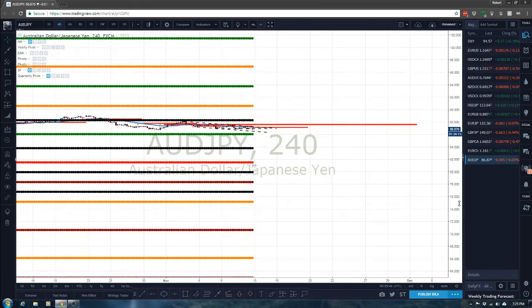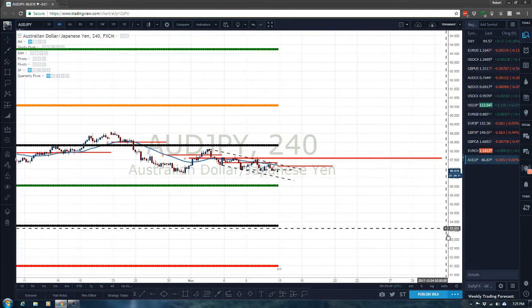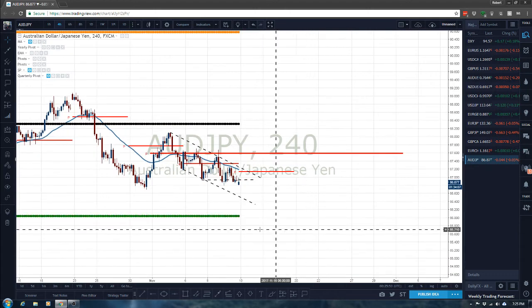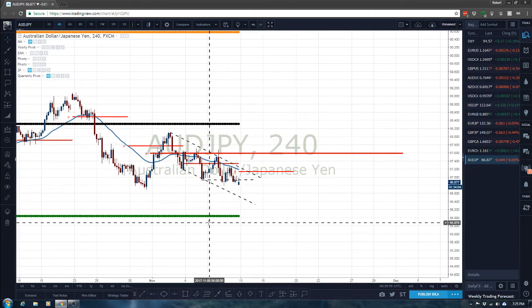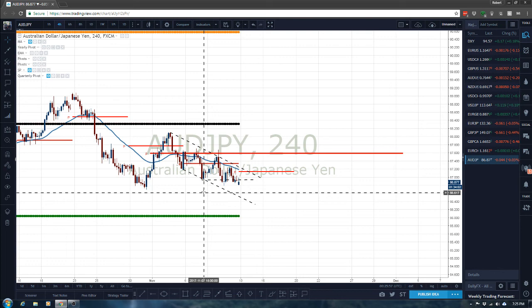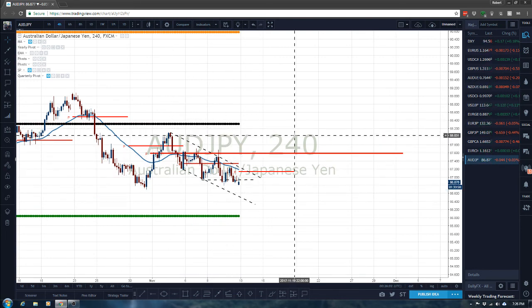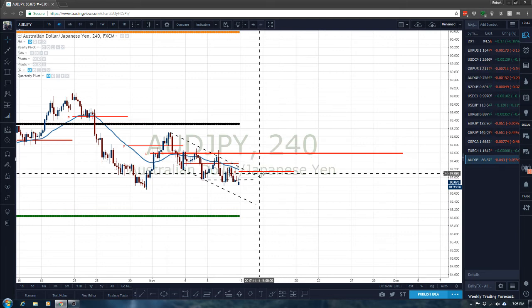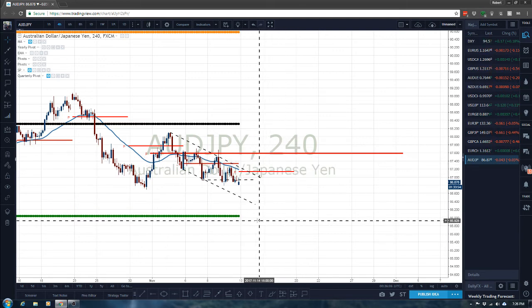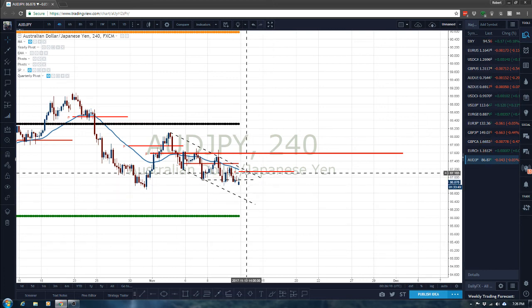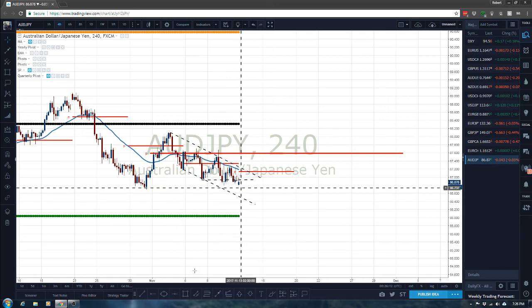Australian dollar, Japanese yen. Price last week bounced off the monthly pivot and started heading lower. Price is sort of trapped in a very corrective channel. Price is currently below the weekly pivot. I'm currently looking for the weekly pivot to hold and for price to continue to head lower.